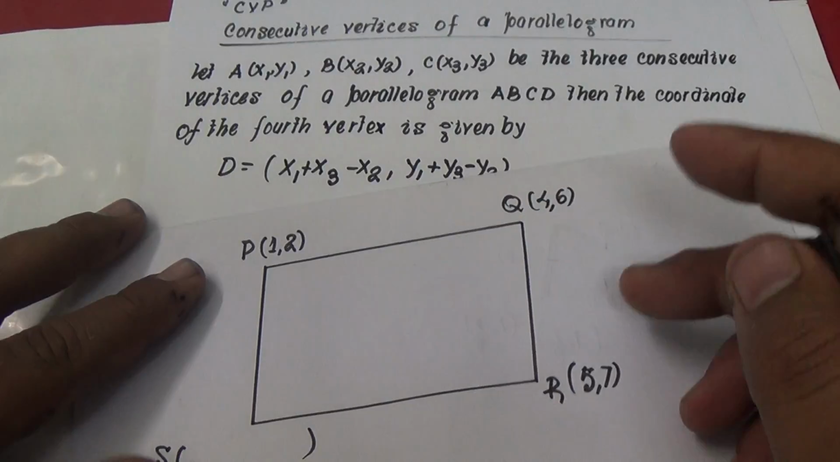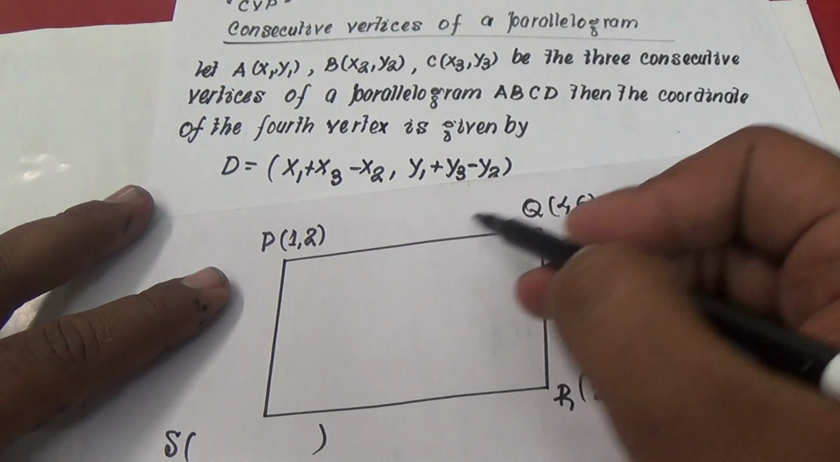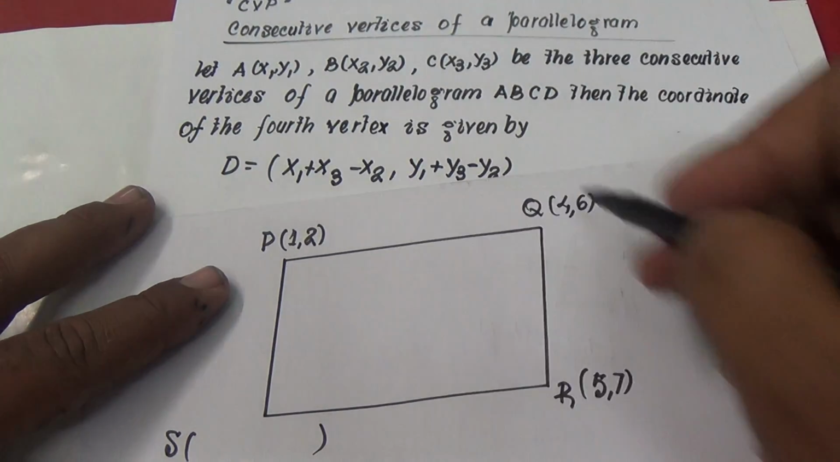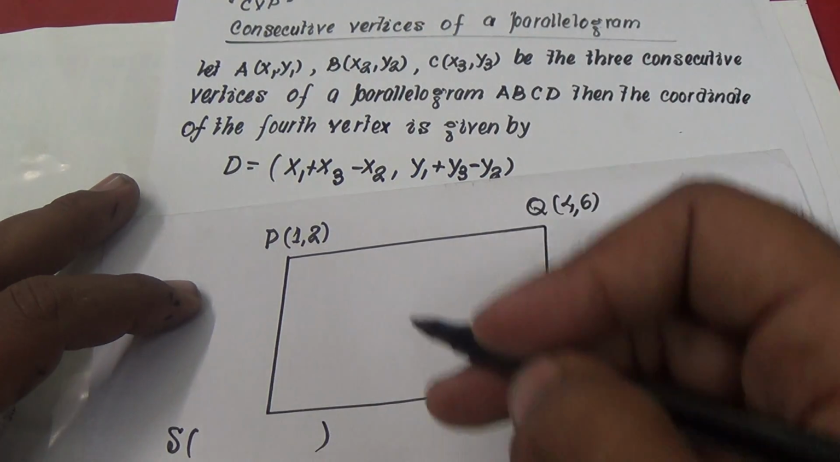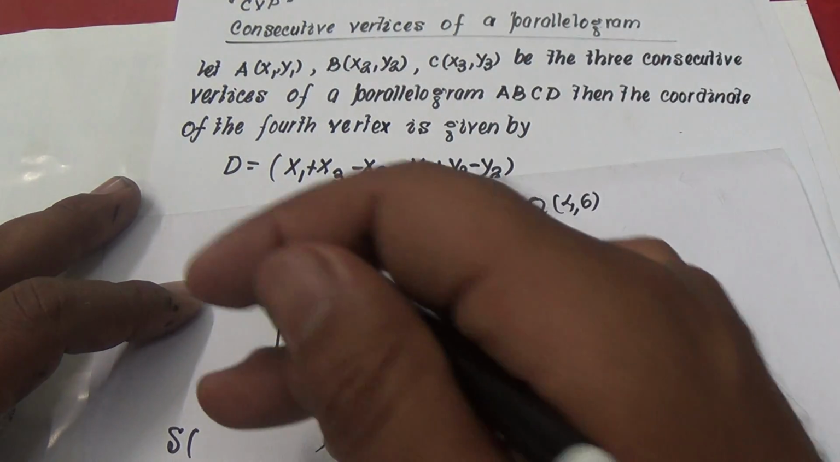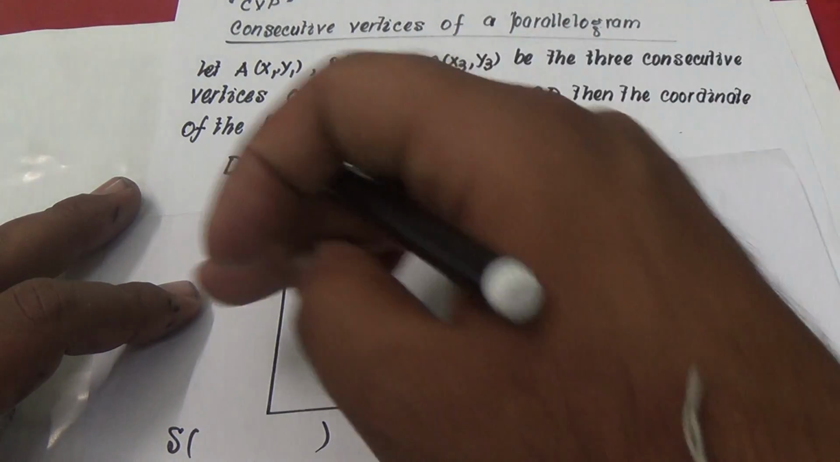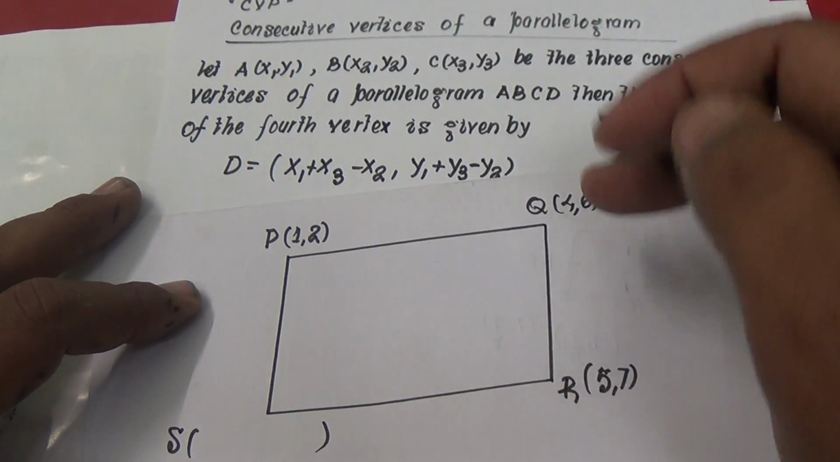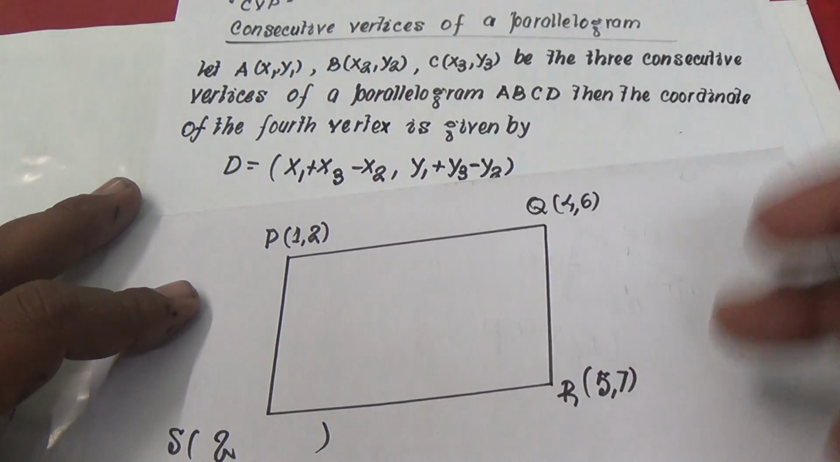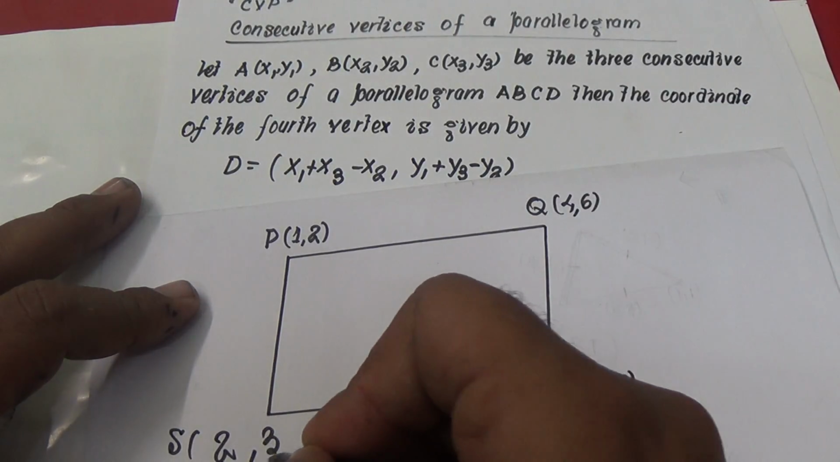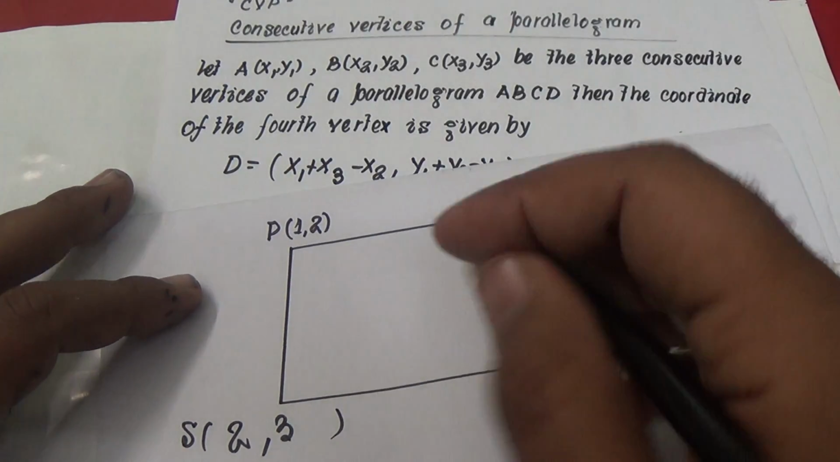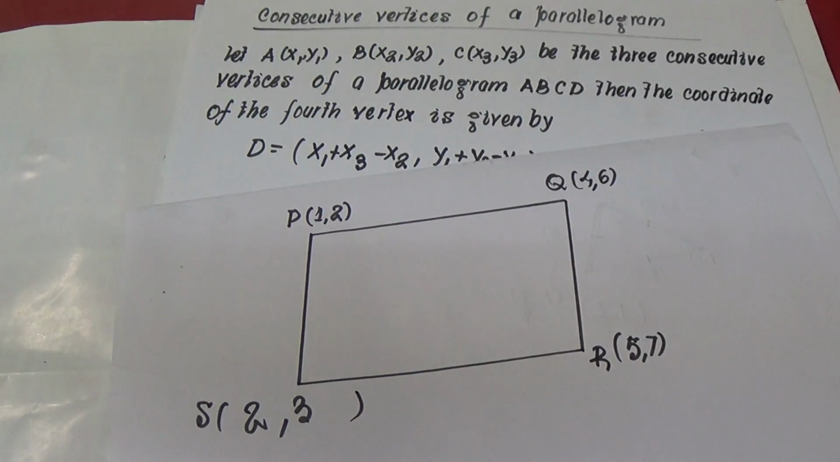So this was our problem with vertices P, Q, R and S, and we were supposed to get S. So let's get the coordinates of S. 1 plus 5 is 6 and 6 minus 4 is 2, 2 plus 7 is 9 and 9 minus 6 is 3. So there you go, that's your answer.